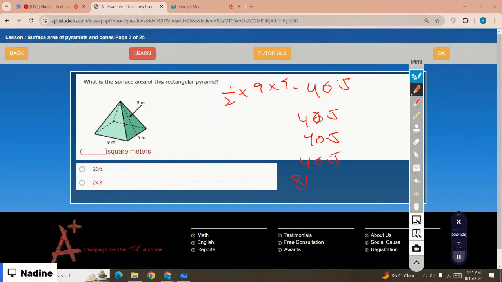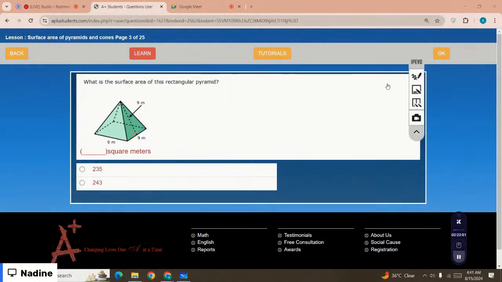So just add all these areas, right? That is 40.5 plus 40.5 plus 40.5 plus 40.5 and plus 81. So the correct option is 243. Option number 2 is the correct option. That is 243.